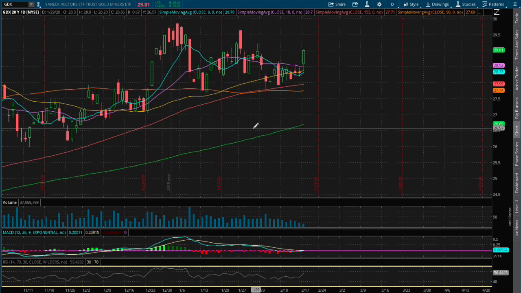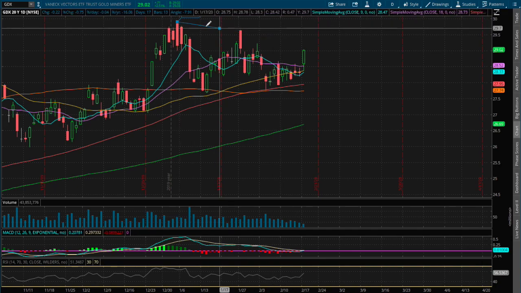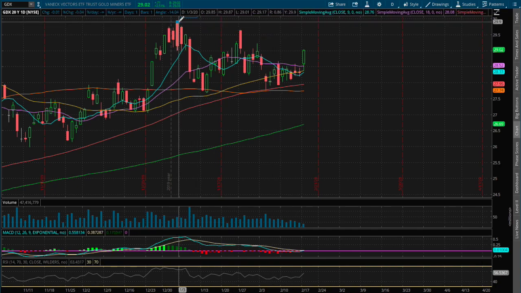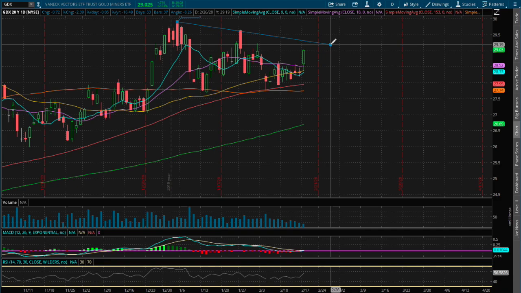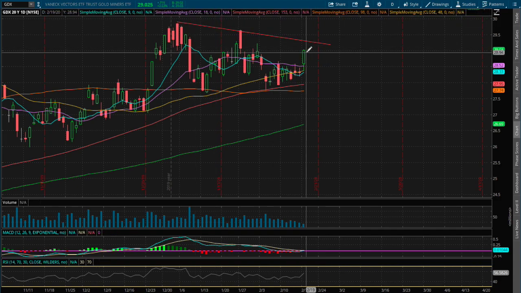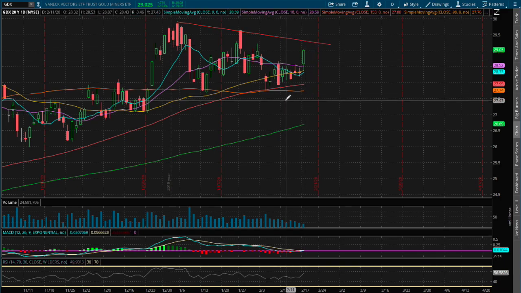However, we do see possible higher lows in play. So we do have this high back on January 3rd and another high back on January 27th. And it may act as higher lows, so it's still too early to confirm that we broke out of this slight downtrend. We do see that as a resistance at the moment.